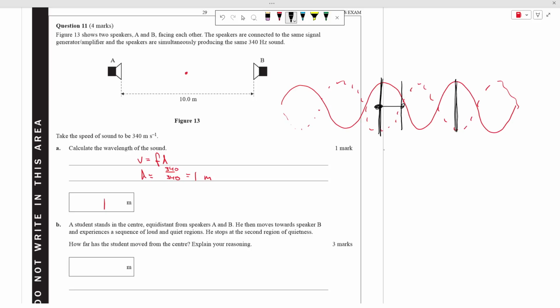So how far have we walked? Well, that's a quarter of that whole wavelength there. So from there to there is 1 meter. And so from there to there is 0.25 meters. You walk another 0.25 meters, you end up at the next loud region. Okay. And then you walk another 0.5 meters and you end up at the next quiet region, so the second quiet region. So how far have we walked in total? That's 0.75 meters. Okay, so that's the answer.